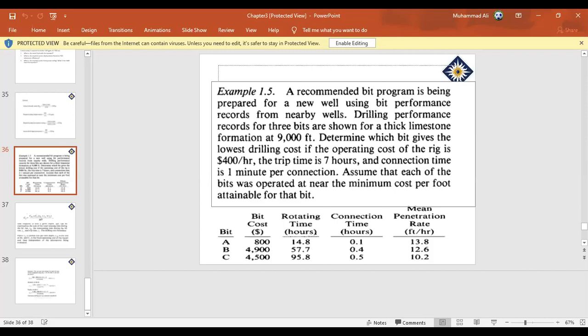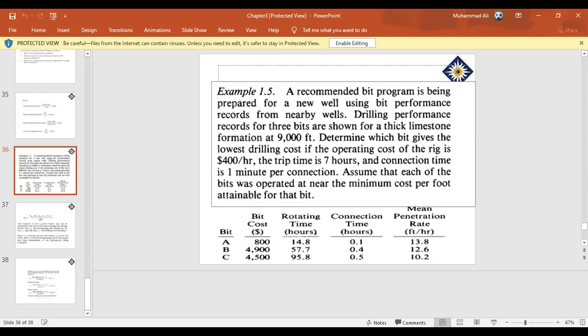So drill bit A can drill 13 to 14 feet per hour. B can drill 12.6 to 13 feet per hour. And the third one, C, is 10.2. Now we have this data from the nearby wells. They have all this data and we need to select which one is good for us.